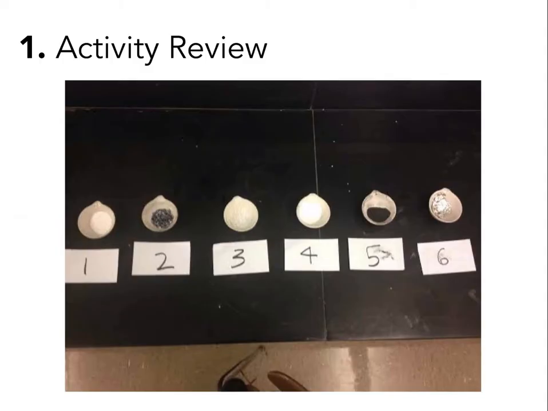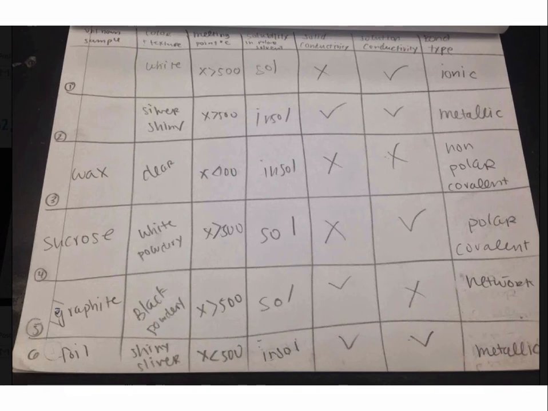In this lesson, we took 6 unknowns and we performed various forms of qualitative analysis to try and figure out what we had. We looked at the color and the texture, the melting point, the solubility in water. We use water as the polar solvent. The conductivity, its ability to conduct electricity as a solid and in water, and determine the bond types.